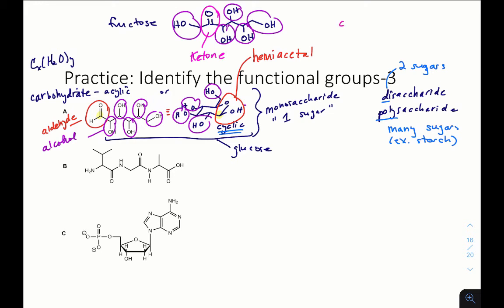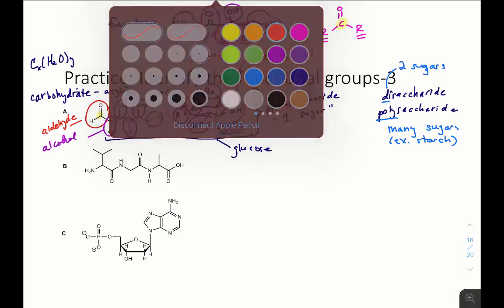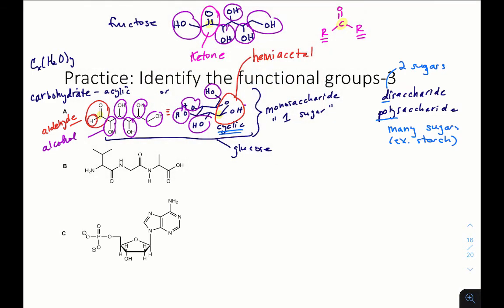This is a ketone because of the carbonyl carbon, and you really might just start getting in the habit of identifying the carbonyl carbon. It's your friend. So the carbonyl carbon, the one that's double bonded to oxygen, in fructose is bonded to two alkyl groups, whereas in glucose, it's bonded to a hydrogen and then the alkyl chain, and so it's an aldehyde.